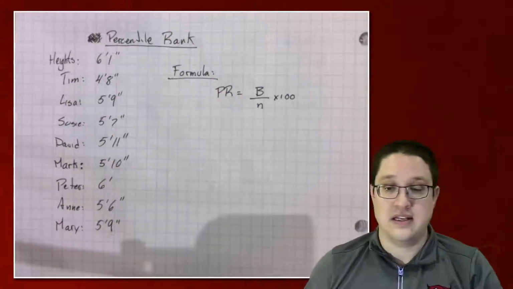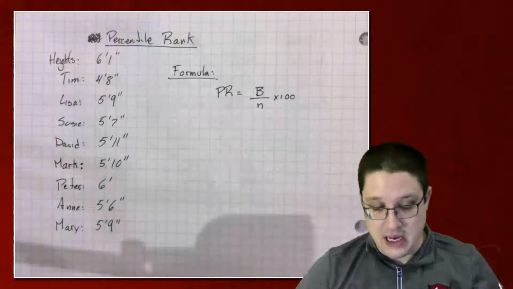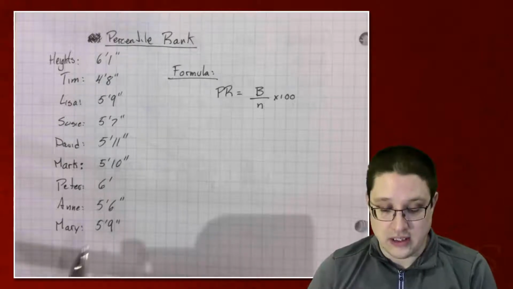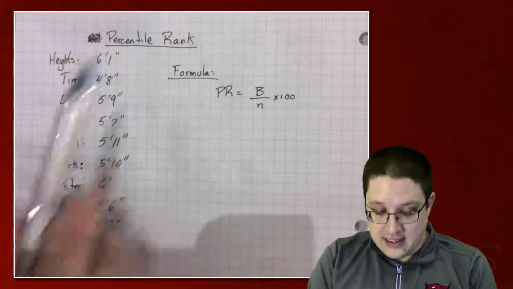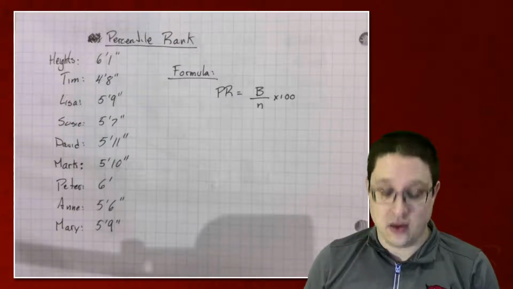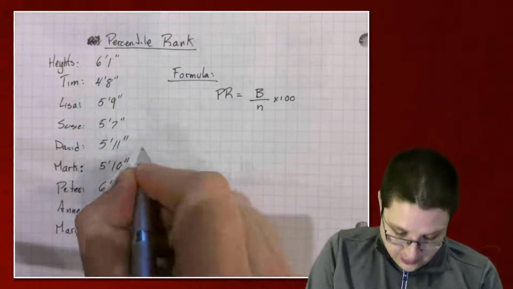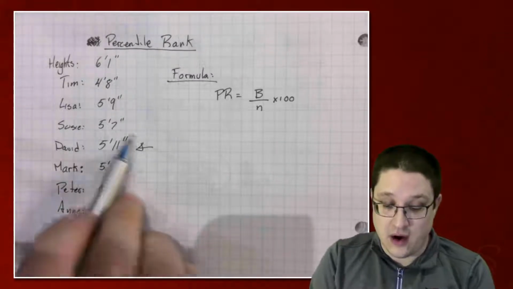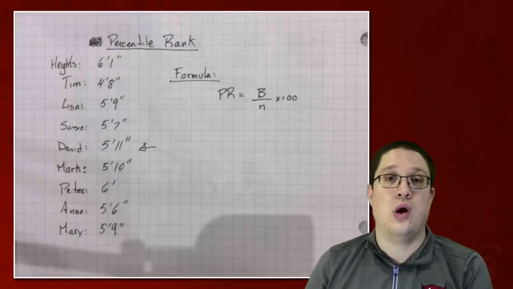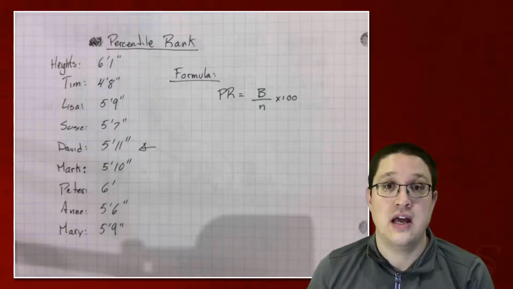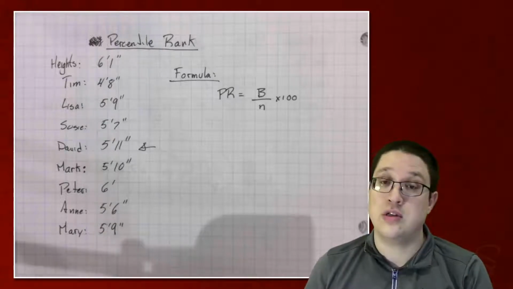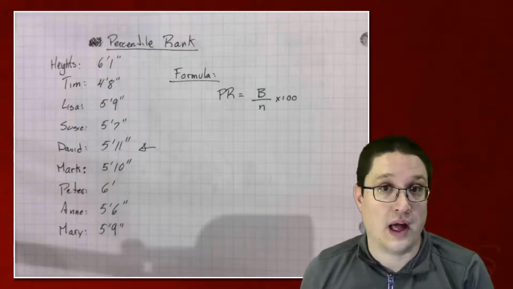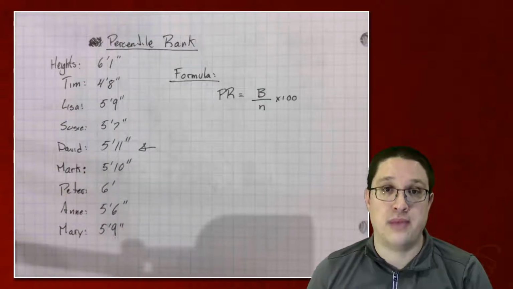Here I have a list of a bunch of people and their heights. In order to calculate percentile rank, we need to know something about them. Let's say that we're trying to calculate the percentile rank of David's height. I already know it's 5'11", but I want to know how his score compares to everyone else. Is David particularly tall or particularly short? Well, if all I know is his height, I don't know that. What I need is the rest of the scores to compare this to.